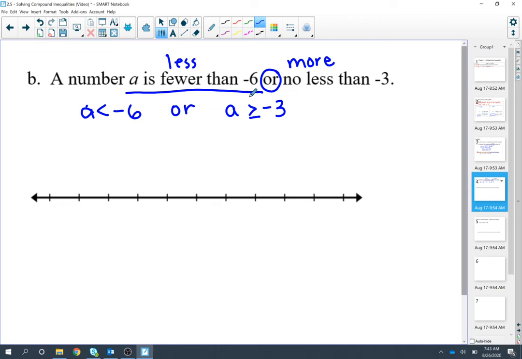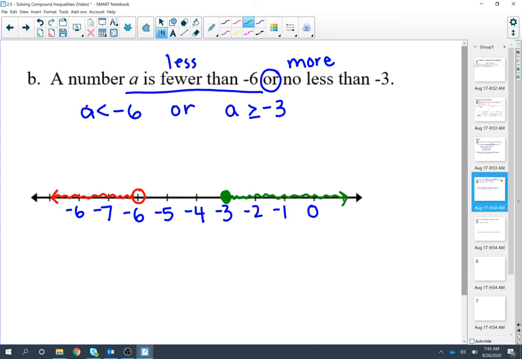Okay, if we try to graph our solution, we've got a -6, we've got a -3. So I'm going to put my -6, let's say here, -5, -4, -3, and then I could keep filling in my number line. A is less than -6. So -6, open dot, less than. A is greater than or equal to -3. So -3 greater than or equal to, I'm going to make this one a closed dot, and it says more than, so we're going to shade to the right.